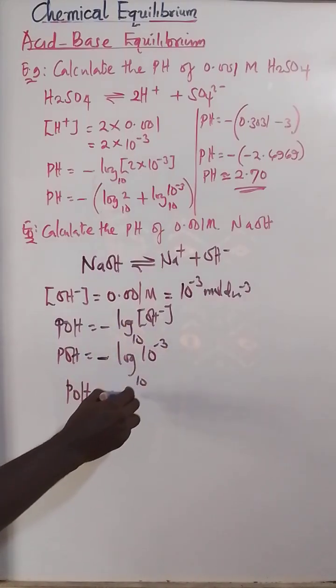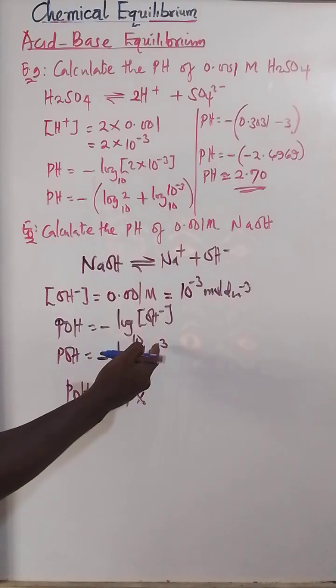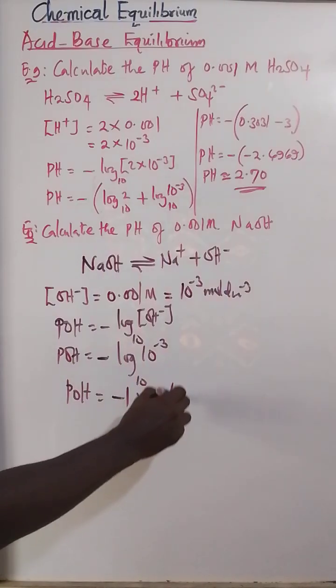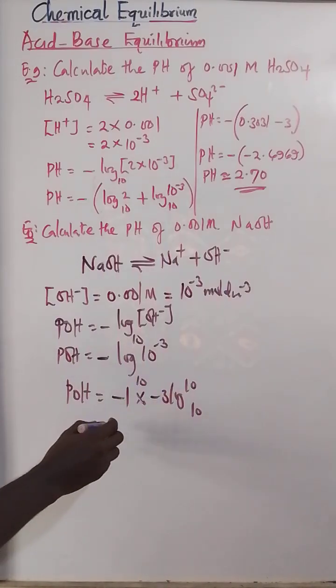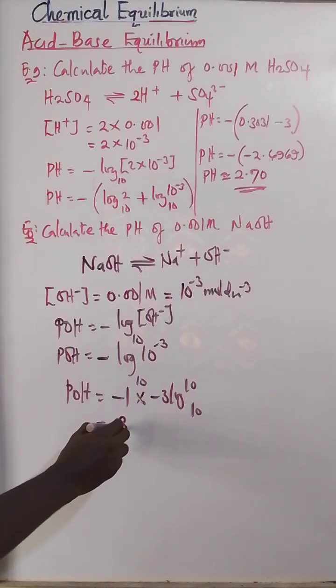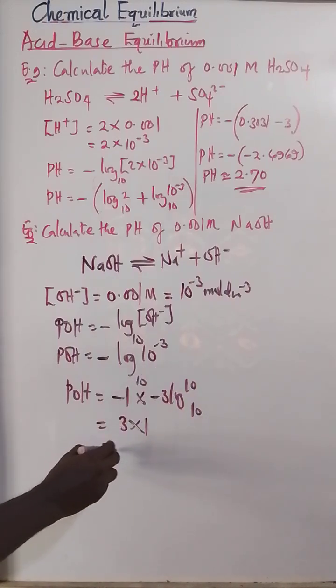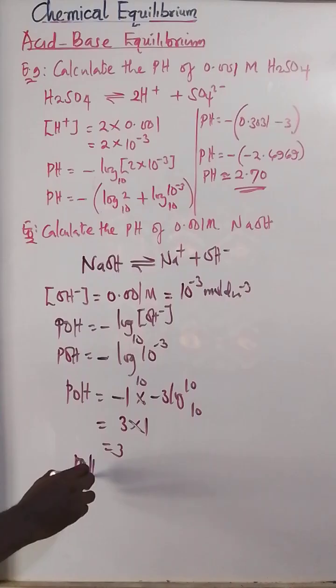Initially we have minus here, you can write as minus 1 times, this thing will go to the back, minus 3 log 10 base 10. Log 10 base 10 is 1. Minus 1 times minus 3 is 3. Log 10 is 1, so the answer is 3. So it means the pOH is 3.